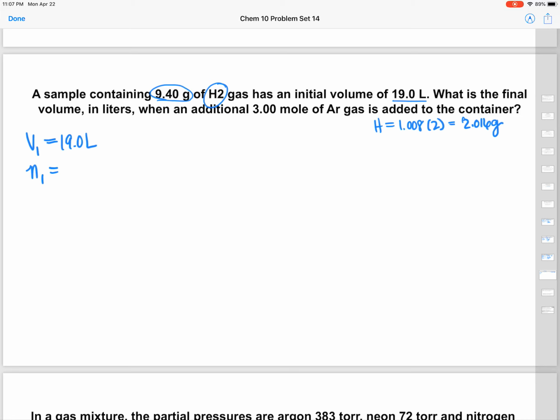So then you're going to go over and convert it. So we've got 9.40 grams of H2, and you'll need to do a conversion factor for that. I need to put my molar mass of grams on the bottom because I want this to cross cancel out.